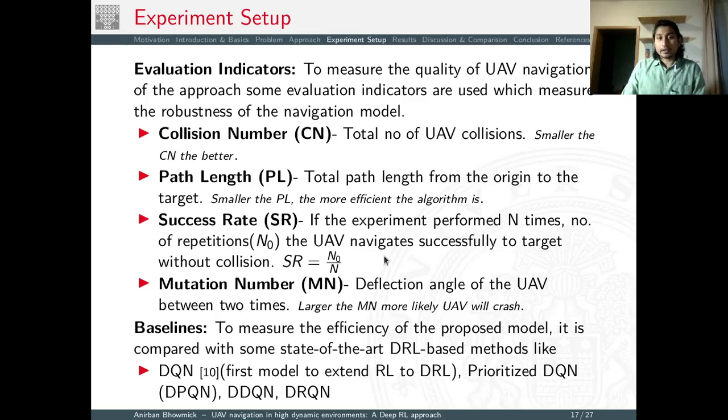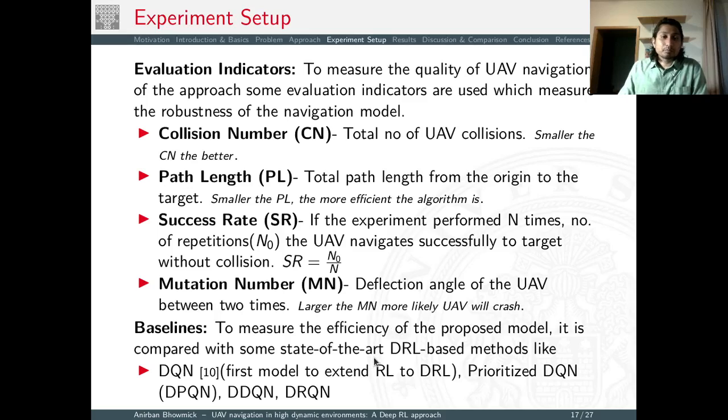Then we have the success ratio. For example, imagine that the experiments are done n number of times, and among those n times, the UAV actually reaches the destination without a collision n0 times. So the success rate gives the ratio of both of them. Finally, we have the mutation number, which shows the deflection of the angle of the UAV between 2 time steps. The larger the mutation number, the more likely that the UAV will crash. So our goal will be to keep the mutation number as low as possible.